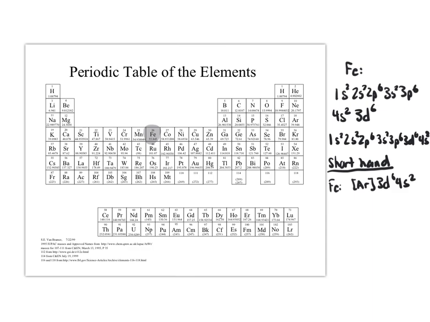So in other words, all of these electrons up to here are the same as argon. And then the extra electrons that iron has past argon, we write out.